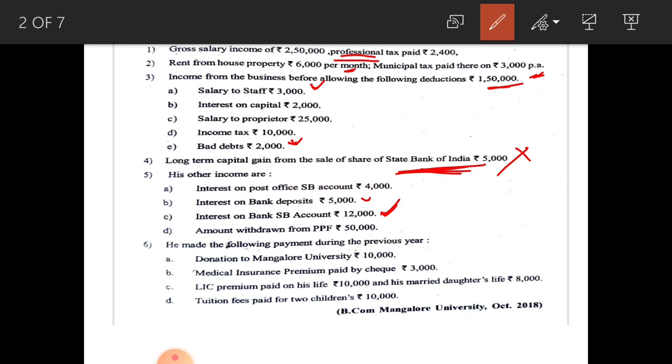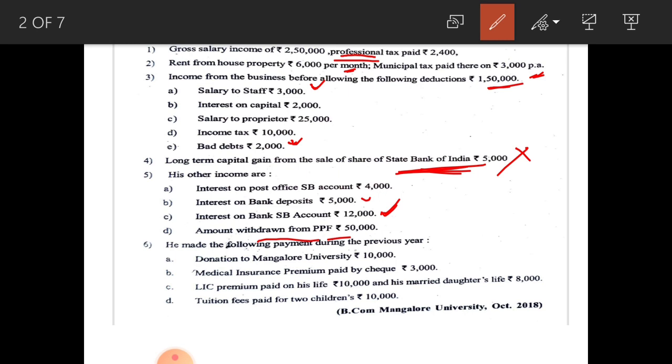Okay. Next one, amount withdrawn from PPF 50,000. As you know, PPF amount is tax free income, so it is exempted from tax. 50,000 withdrawn on the maturity of PPF, so it is exempted income. It is not taxable, it is tax free, that is withdrawal of PPF amount. So under income from other sources, you have to write it as exempted. That is about various heads of income and treatment of those heads. Next, see, he made the following payments during the previous year.